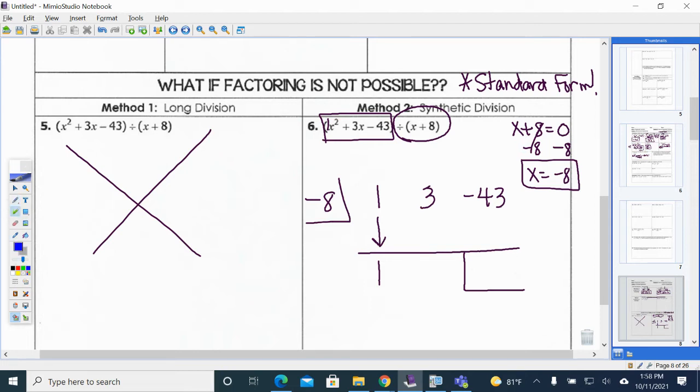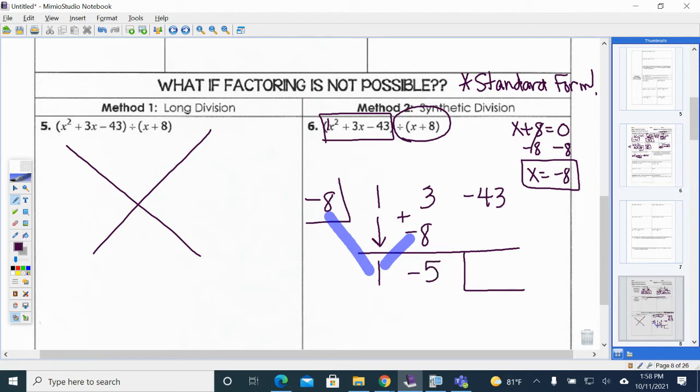So what we're going to do is we are going to multiply this way. We're going to multiply negative 8 times 1, and we're going to put our answer above that line. So negative 8 times 1 is negative 8. And then we're going to add down. 3 plus negative 8 is a negative 5.